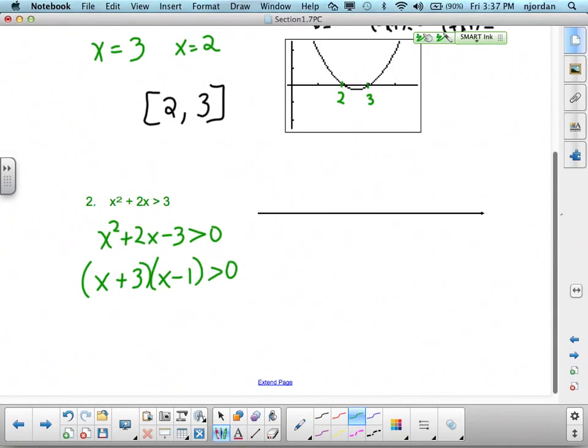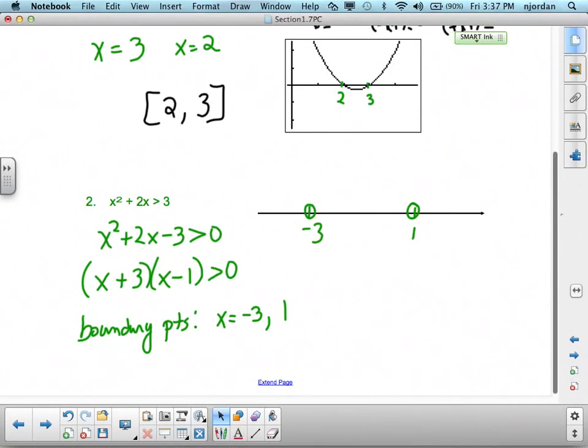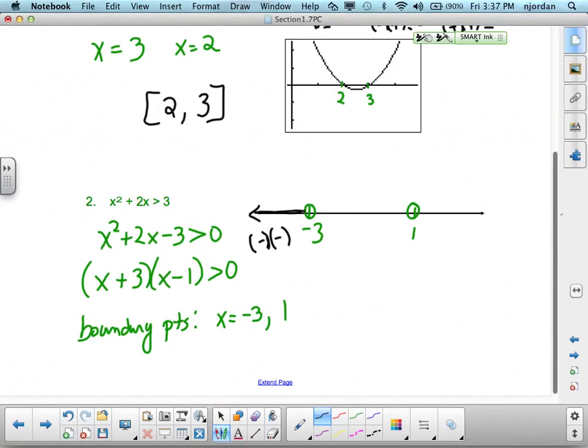So my boundary points, I call them boundary points, for this problem are going to be x equals negative 3 and positive 1. So on my number line, let's put negative 3 and 1 there. They will be open intervals because the symbol is just greater than. And if I want to do my quick check here, to the left of negative 3, let's pick negative 4. So again, I'm going to fill into the factored form, and that will give me a negative times a negative. And a negative times a negative is positive. I'm going to shade that.